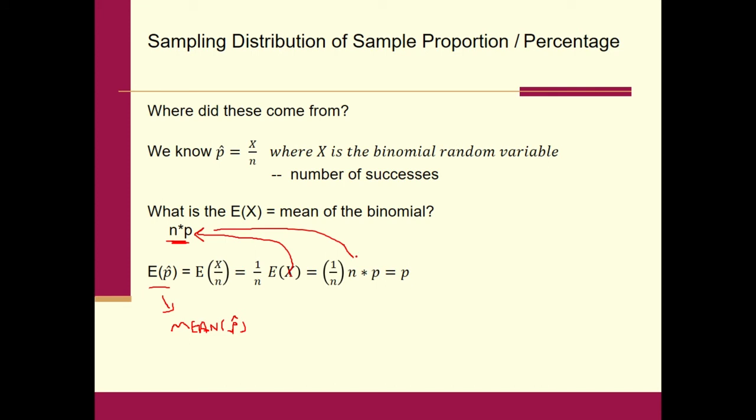So substitute that in for the expected value. What are you left with? You're left with 1 over n times n p, and the n's cross out. What are you left with? Simply p. So that's where that comes from. It's because x started out as binomial and you're dividing through by n. And so the expected value for the sampling distribution of p-hat is simply the population proportion p itself. That's important.